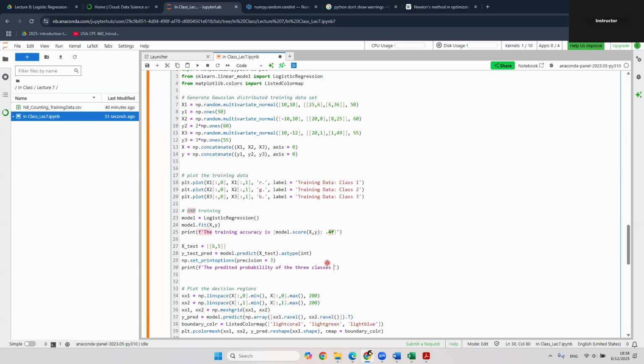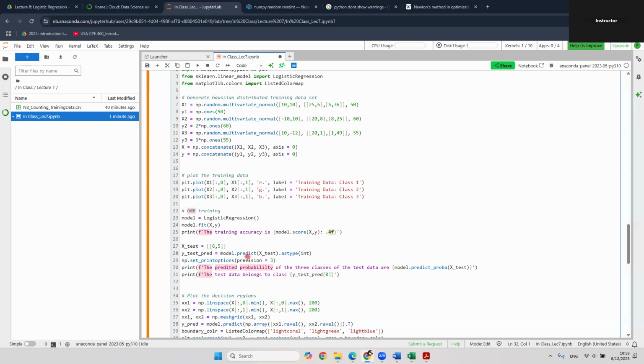Wait, we can use predict proba, which is here. Actually, what I want to say is predict. You see, we have log probability as well. And here, log probability is not that intuitive. So we're going to directly say the probability of x test. And then we say the test data belongs to class, and now I can make it y test predict at number 0. So now we can just make this.